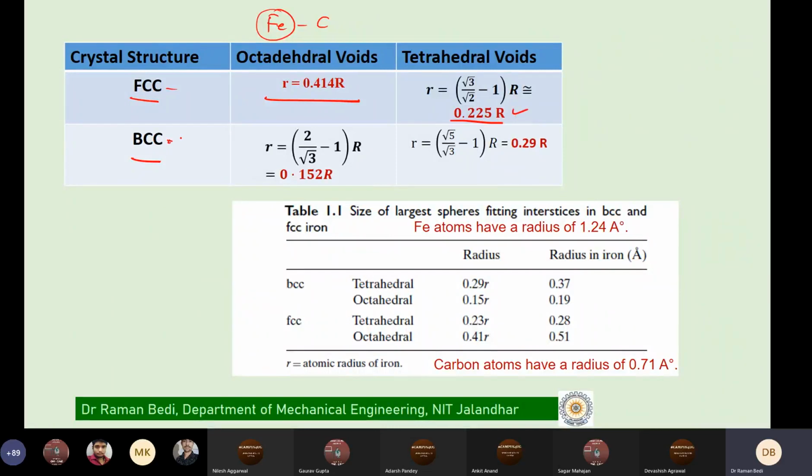We didn't derive it for BCC today, but you can look it up in the literature that the values are 0.152 and 0.29 times R. Incidentally, we find that there seems to be an anomaly here: the larger voids are octahedral in the case of your FCC system, whereas in the case of BCC structure, the tetrahedral voids are larger. I say it's an anomaly, and if you compare their relative size, which one seems to be larger? Size of voids.